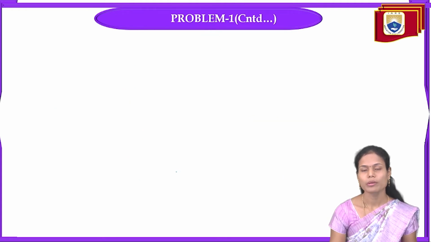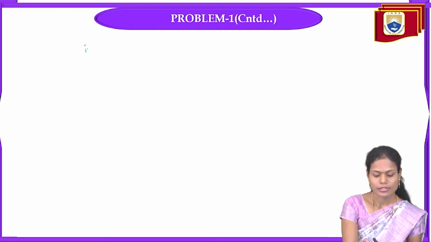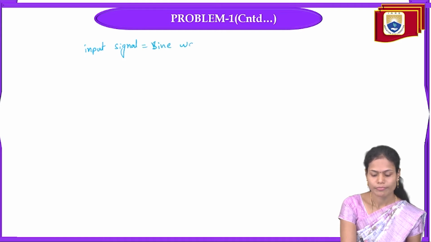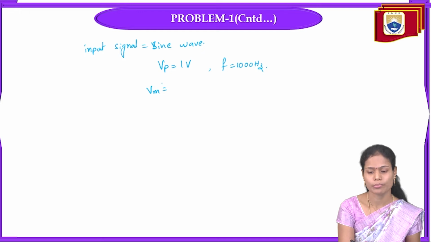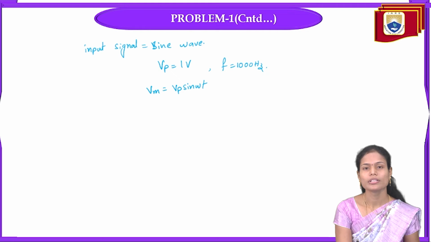So next, the problem also gives the input signal as a sine wave, with the peak voltage 1 volt and the frequency 1000 Hertz. This is given in the problem itself. So from this, first of all, we have to find the input signal Vm equal to Vp into sine omega t. Why we are writing Vp into sine omega t means Vp is the peak or maximum value of the sinusoidal signal and the input signal is a sine wave. So that's why we are representing it with the sine here.